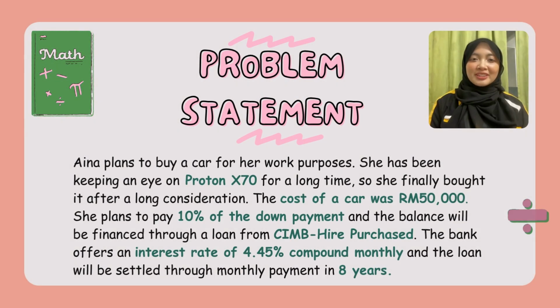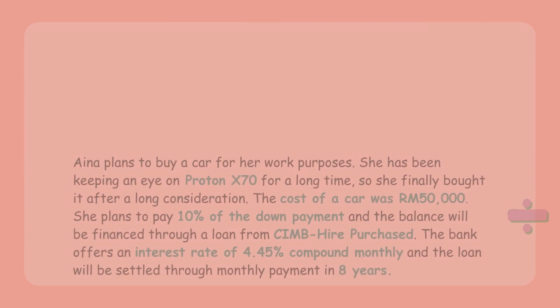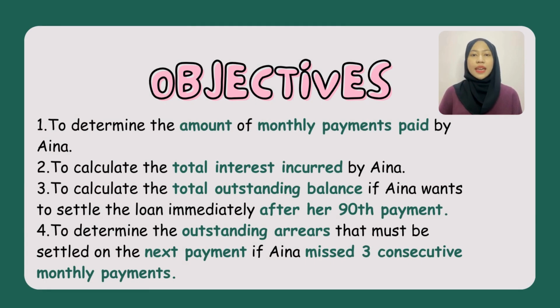Problem statement for this case study 2. Aina plans to buy a car for her work purposes. She has been keeping an eye on the Proton X70 for a long time, so she finally bought it after long consideration. The cost of the car was 50,000 ringgit. She plans to pay a 10% down payment, and the balance will be financed through a loan from CIMB Hire Purchase. The bank offers an interest rate of 4.45% compounded monthly, and the loan will be settled through monthly payments in 8 years.